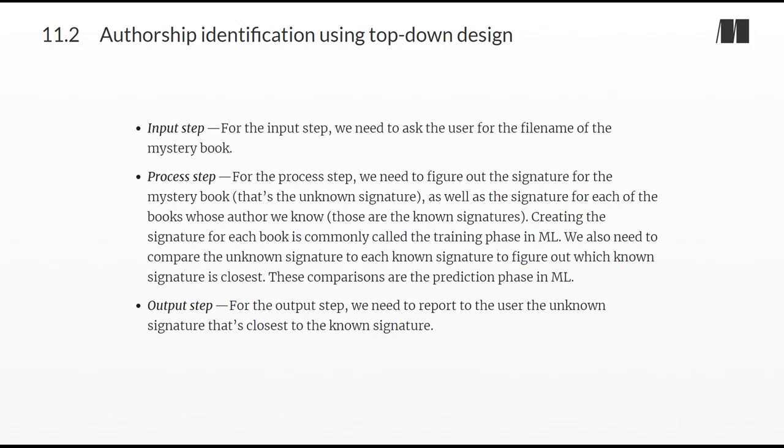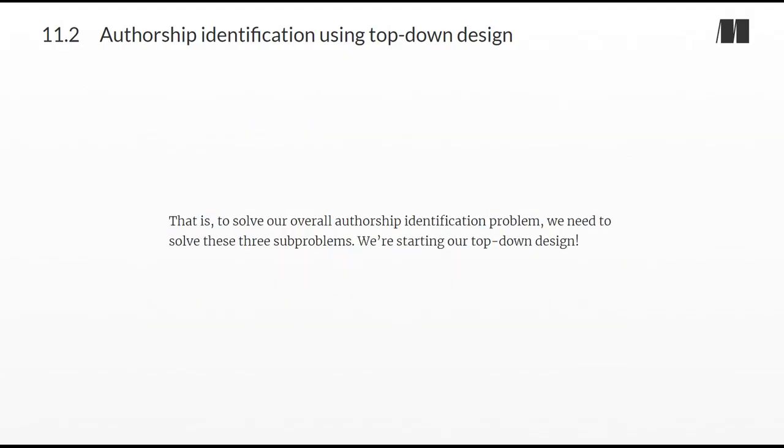Output step. For the output step, we need to report to the user the unknown signature that's closest to the known signature. That is, to solve our overall authorship identification problem, we need to solve these three sub-problems. We're starting our top-down design.